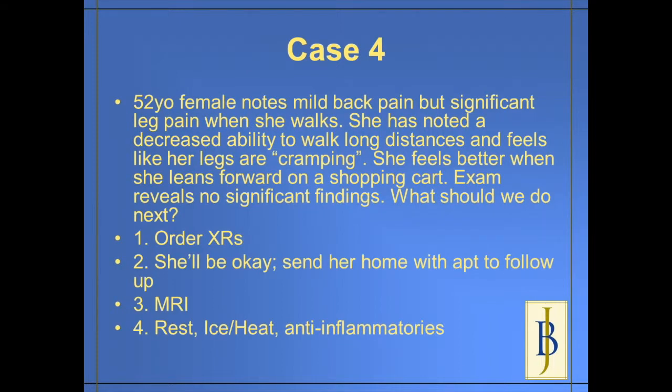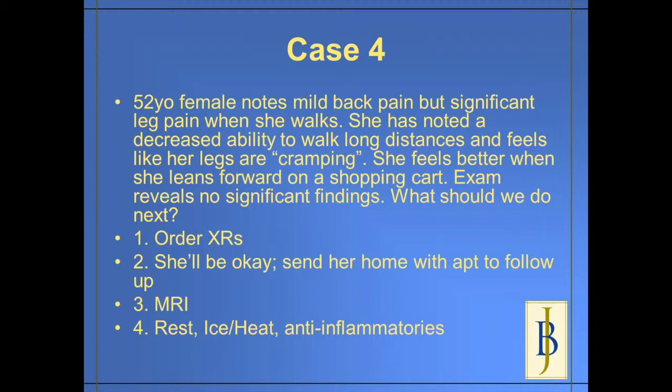Case 4, it's a 52-year-old lady who has mild back pain, but really leg cramping when she walks. Unable to walk further. Previously, she was able to walk a few miles, and by the time she sees me, she's only able to walk a few blocks before she has to stop and rest. When she's shopping, however, she can walk much further when she's leaning forward. On physical exam, they don't really find anything. So what should we do next?